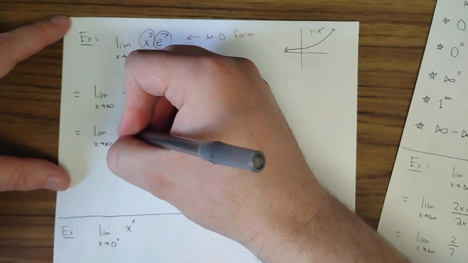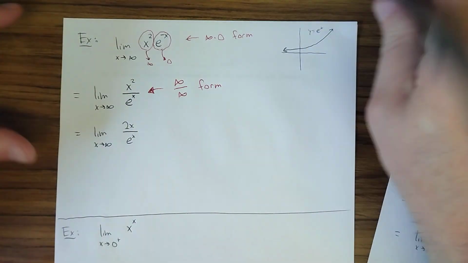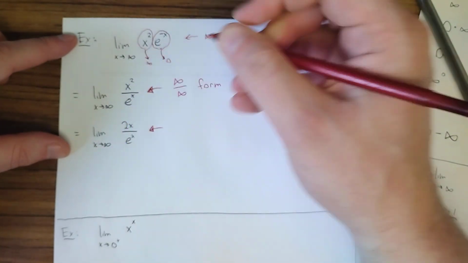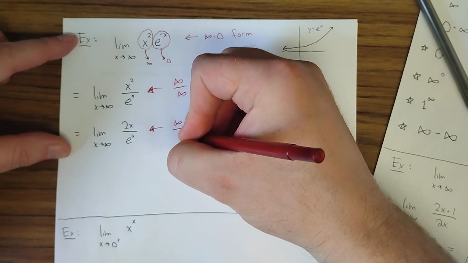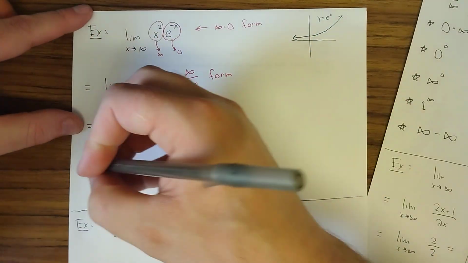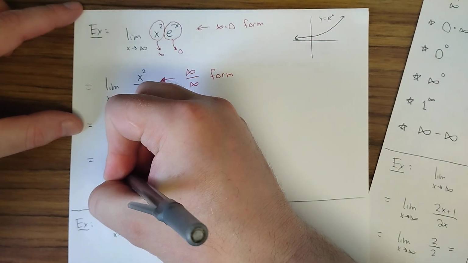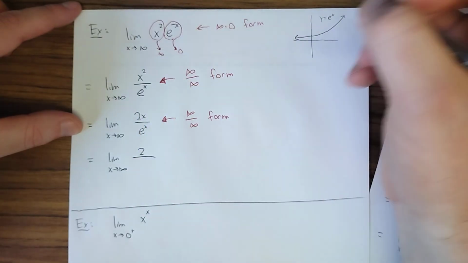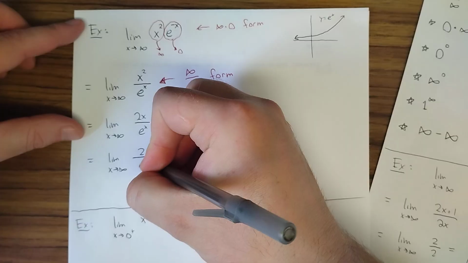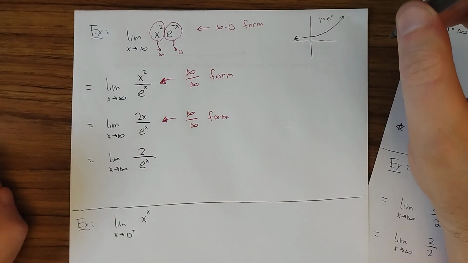Derivative is 2x. This is just e to the x. Now I look at it again. This is still infinity over infinity form. So let's go again. Now the top is just 2. Derivative of 2x is 2. And then e to the x is still just e to the x. Okay, hopefully we don't have to do this forever.